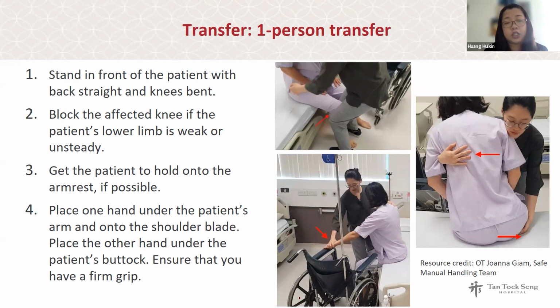So make sure that the patient, if able to, holds on to the armrest. If unable, just make sure their hands are on their chest area, and we will put our hand under the patient's shoulder blade, and another hand under their buttock to have a firm grip before we do a pivot transfer. Normally we don't carry the patient, we just gently glide the patient to the other surface. So this is just a quick illustration on this.